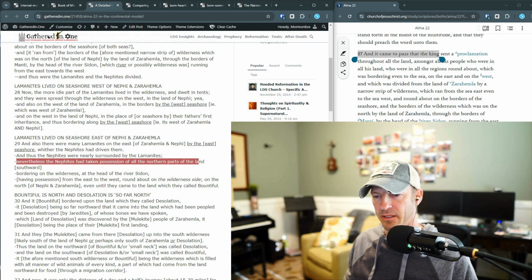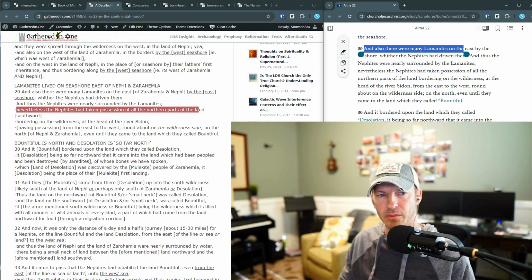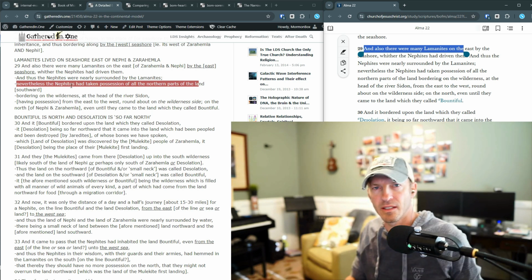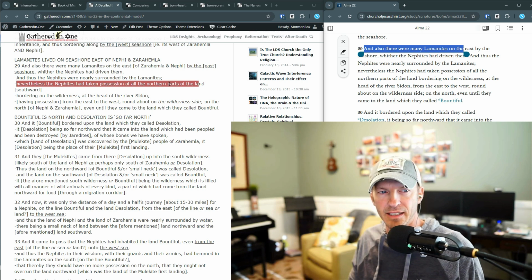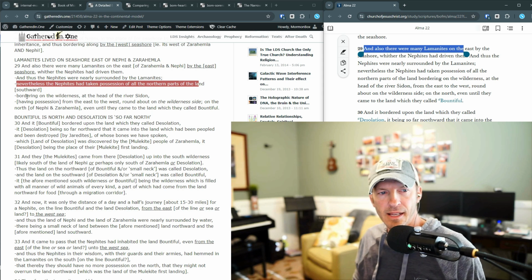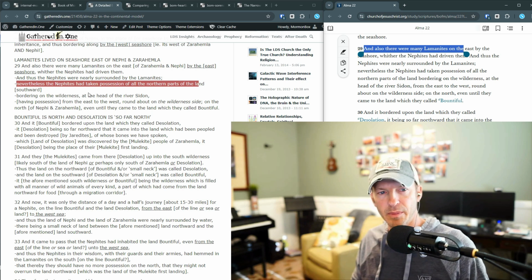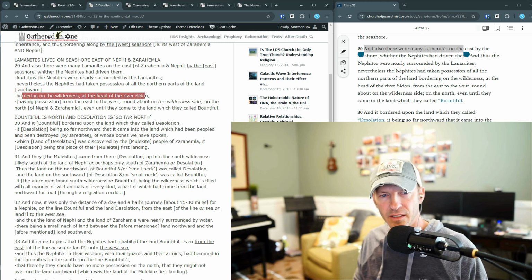Okay. And we're going to pull this up just so that you can follow along over here as well. Let's pull both of these up. Okay. So the Nephites had taken possession of all the northern parts of the land. That's kind of interesting. Northern parts of what land? I mean, probably the entire land, right? The whole land southward. We're about to hear more about that. So, okay, we know that the Lamanites have taken control of the seashore and kind of surround the Nephites, but the Nephites have taken possession of all the northern parts of the land, bordering on the wilderness at the head of the river Sidon.